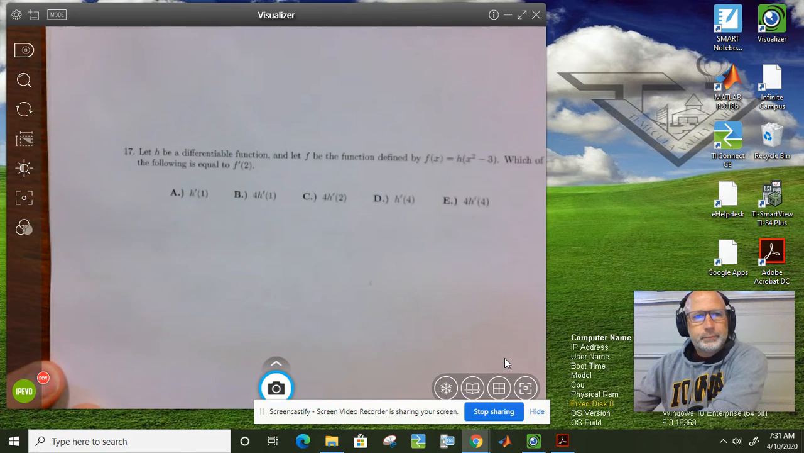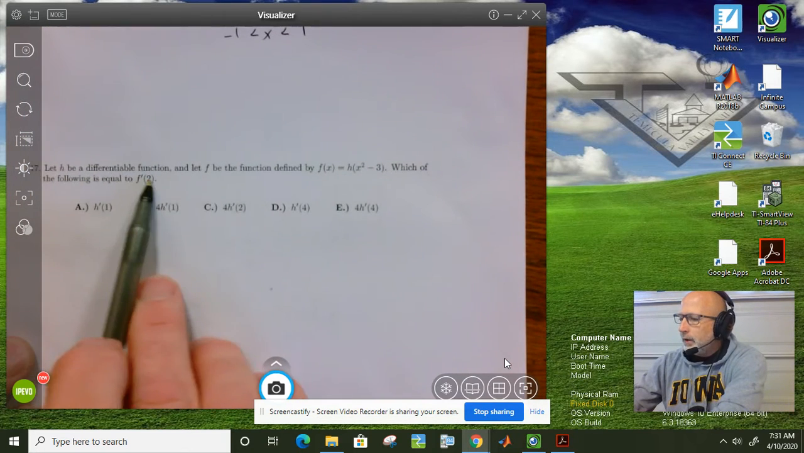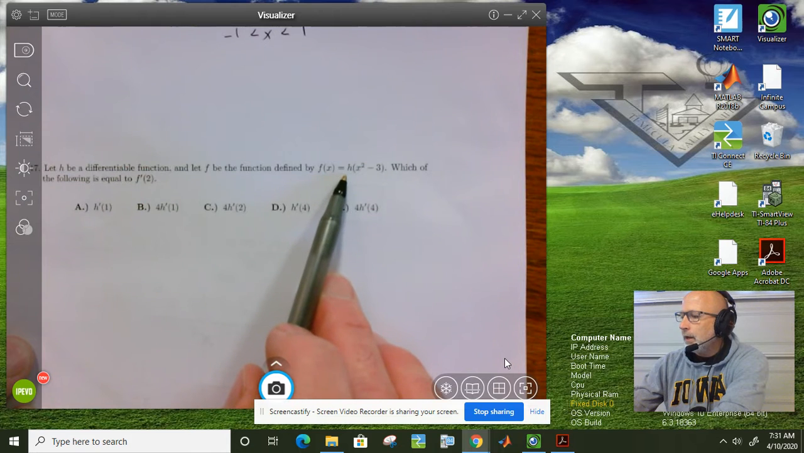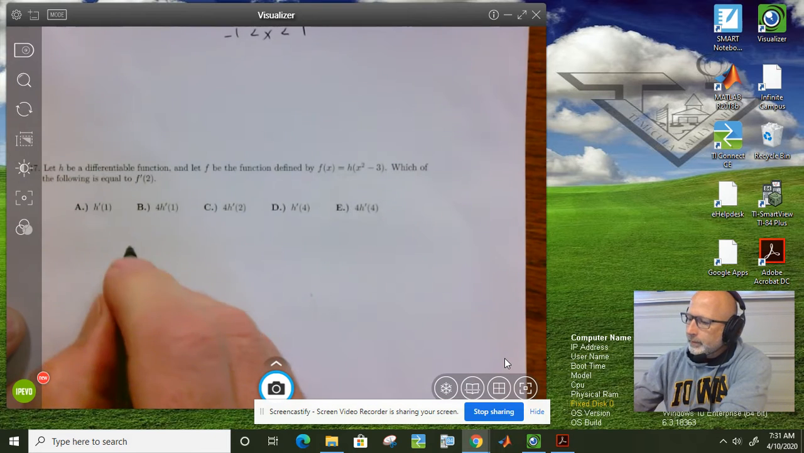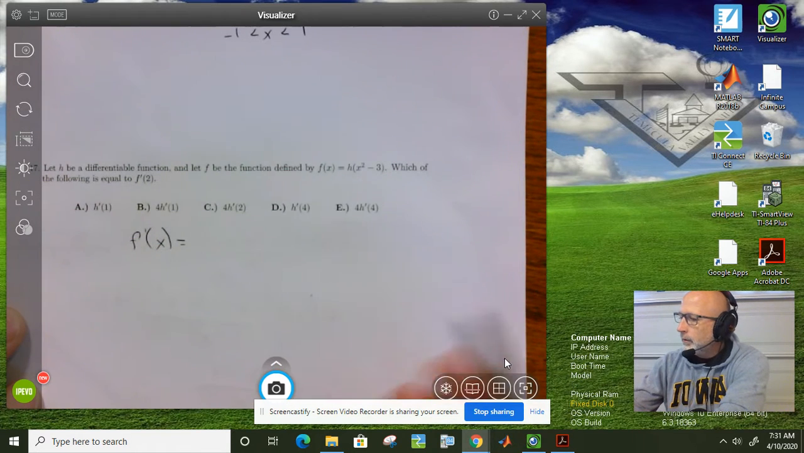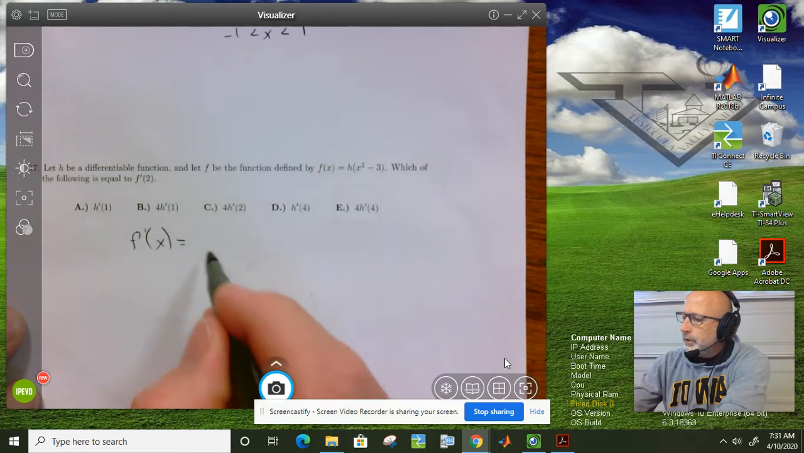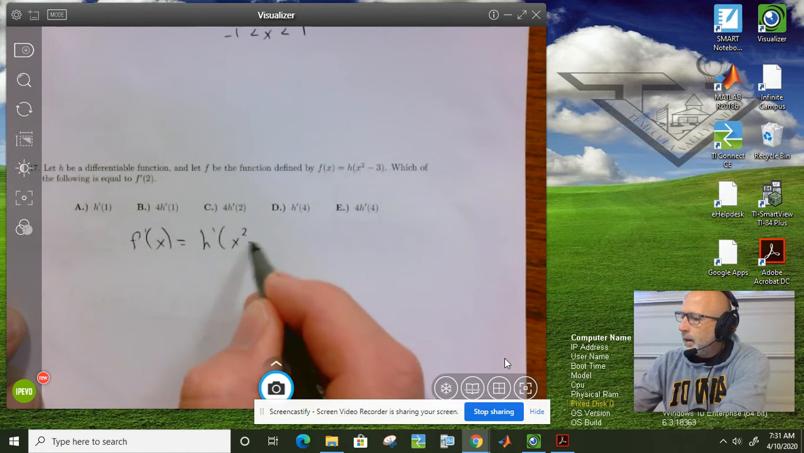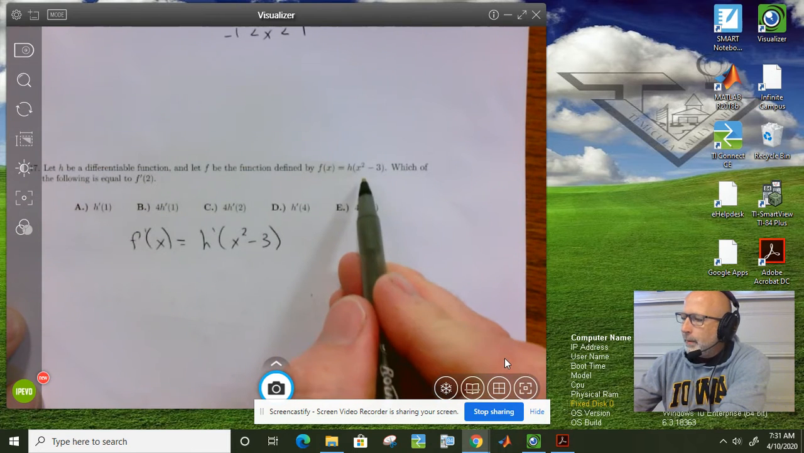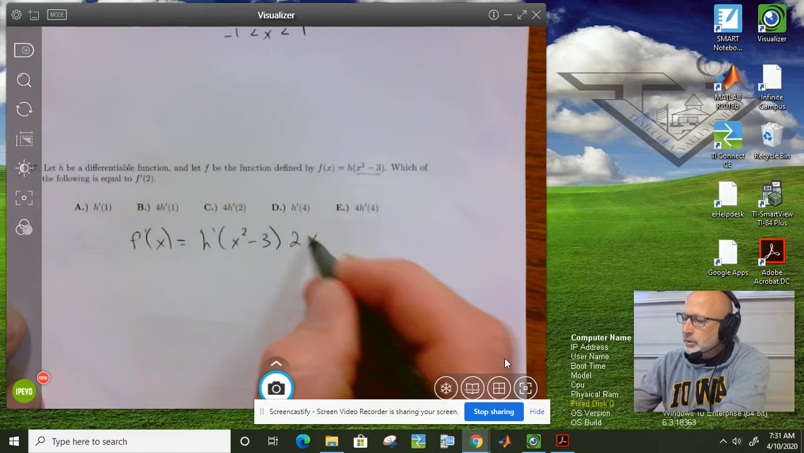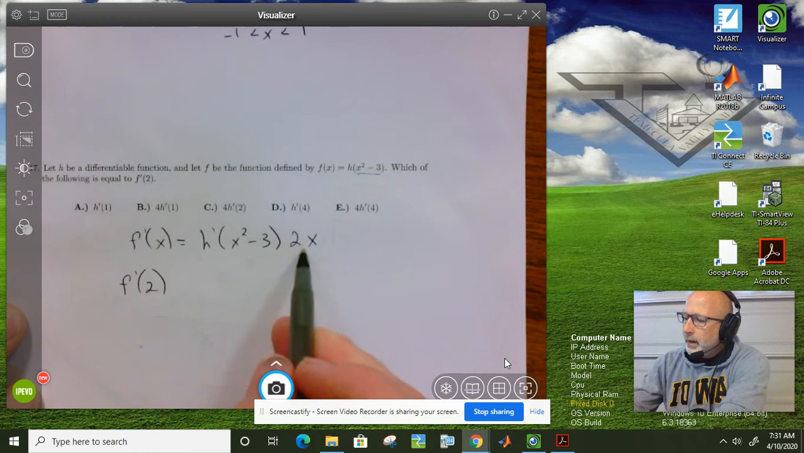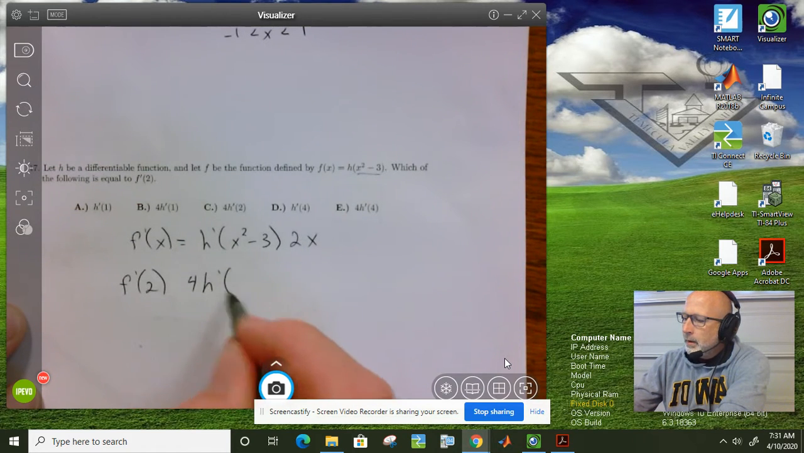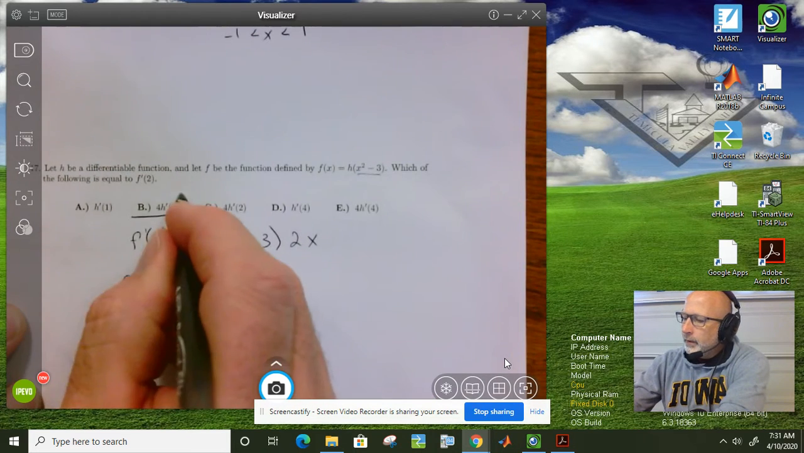Okay, number 17. Let h be a differentiable function, and let f be the function defined by f of x equals h of x squared minus 3. Find f prime of 2. So you've got to take the derivative. So f prime of x is equal to h prime of x squared minus 3, but by the chain rule, you have to multiply by the derivative of what's inside. That's going to give me 2x. Then evaluating f prime of 2, you plug 2 in there, you get 4 h prime of 4 minus 3, which gives you 1. So 4 h prime of 1. So the answer there is B. Pretty simple.